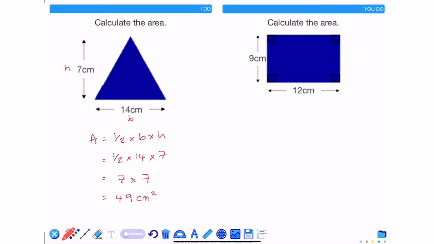In this question, I've been given a rectangle with a base of 12 and a height of 9. The formula for the area of a rectangle is simply base times by height. 12 times by 9 is 108, and the units, because it's area, will be centimeter squared.